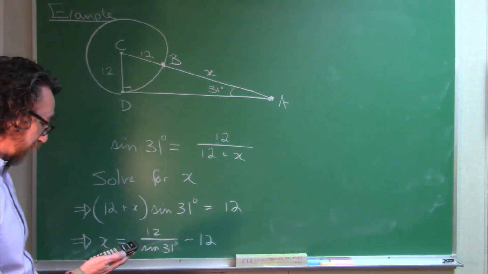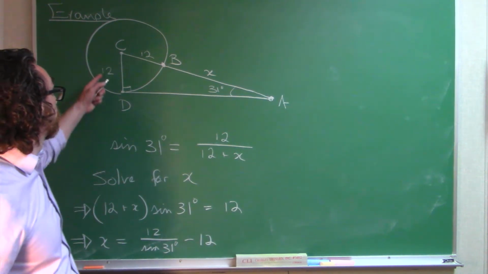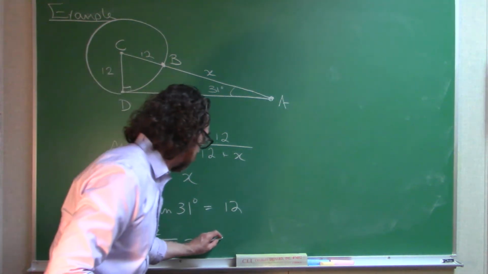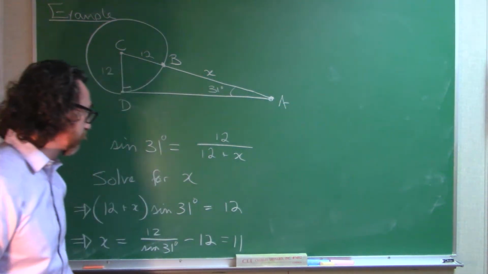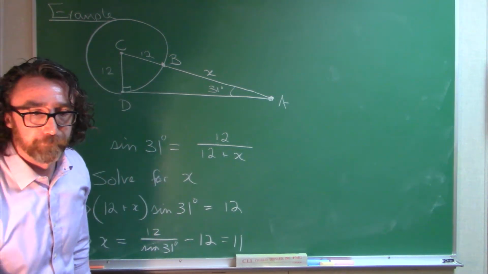So I am getting, well, two significant figures on all these, so I'm getting 11. So x equals 11 in this example.